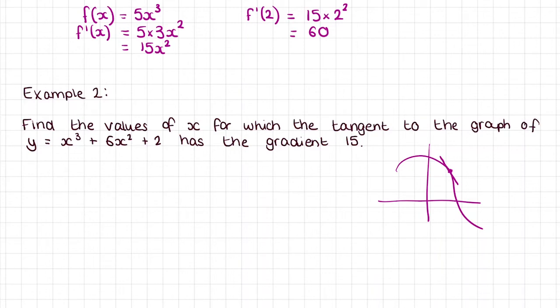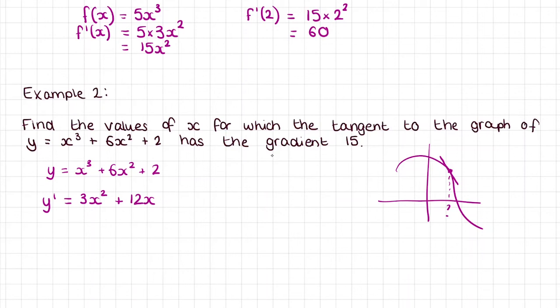So in this, we've been given the equation and we've actually been given the gradient, but we want to know what is that x value. First things first, we're going to find our derivative, because we know that is the equation for our gradient. So x cubed ends up being 3x squared, 6x squared, bring the 2 down, so 6 times 2 is 12, and that will be just an x because we minus 1 from the power, and then remember plus 2 is a constant, and that just goes.